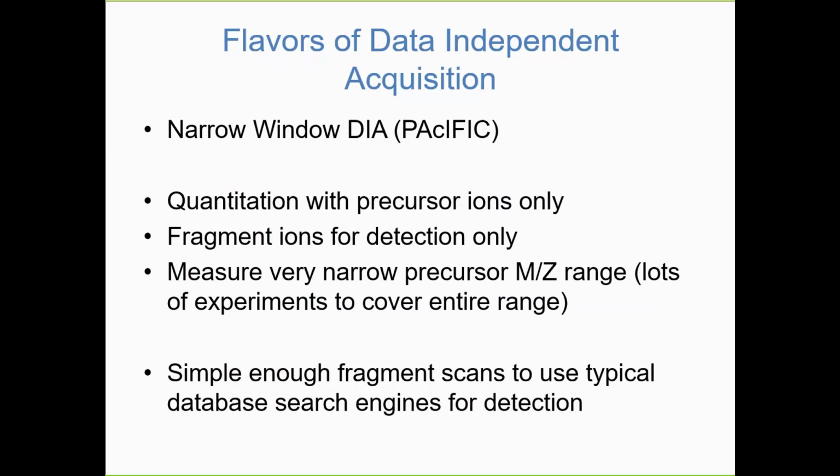And similarly, you were limited to working with a pretty narrow precursor MZ range, or using a lot of experiments to cover the entire precursor isolation range that you might be interested in. That said, these acquisitions were simple enough in terms of their MS2 spectra that you could use a normal database search engine such as Sequest or Mascot to actually do the detection of peptides out of these scans.